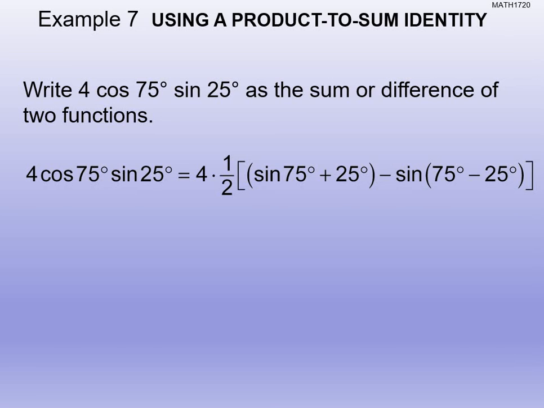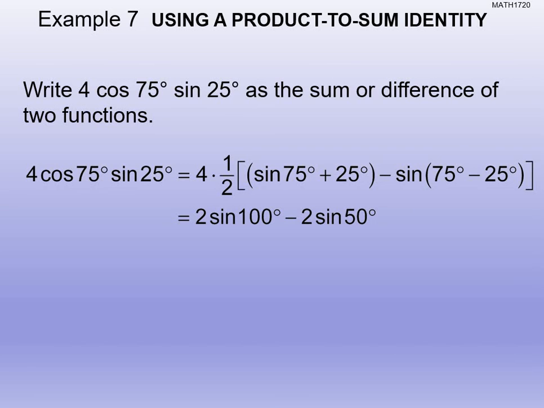All right, so when you rewrite using the identities, keep the 4 in front, and then we know that 75 is A, 25 is B. All right, and then we're just able to rewrite this. 4 times 1/2 sine of 75 plus 25 minus sine of 75 minus 25.